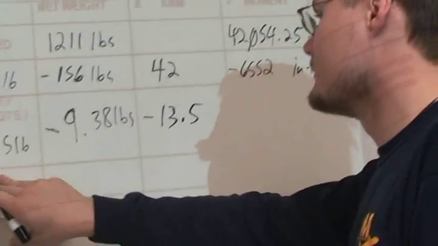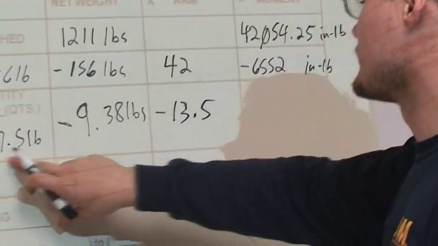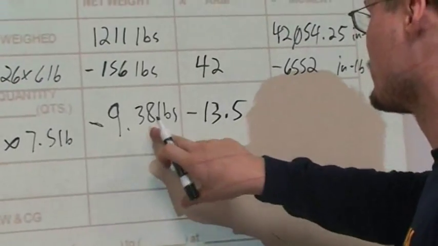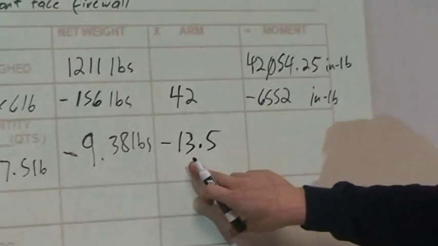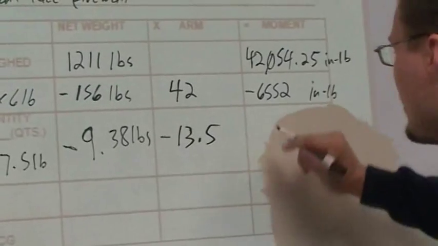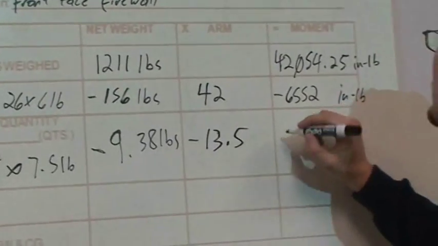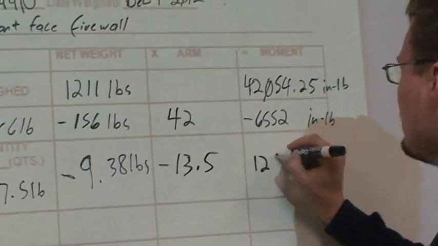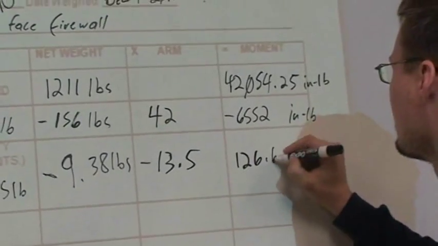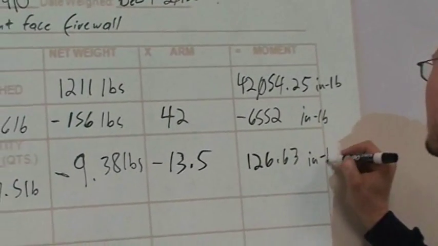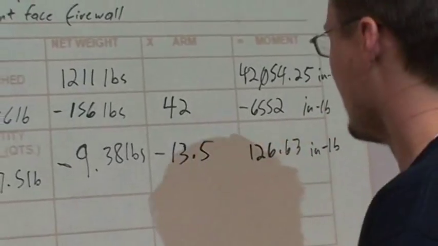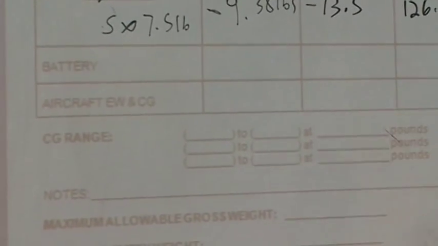Okay, alright. So we got this times 7.5 gave us a negative 9.38 pounds. And we're going to multiply that by our arm of negative 13.5, and that gives us 126.63 inch pounds. And now we're going to total this and total this, and we're going to take one and divide it into the other to get our CG.